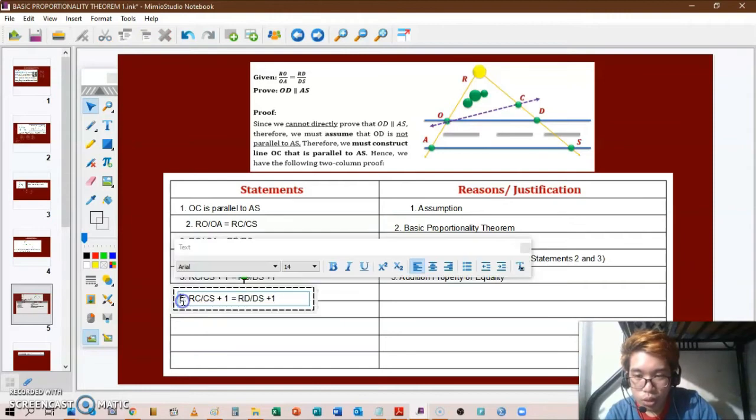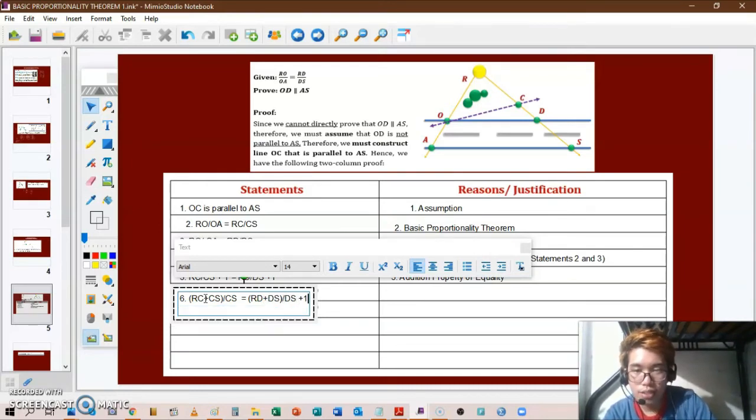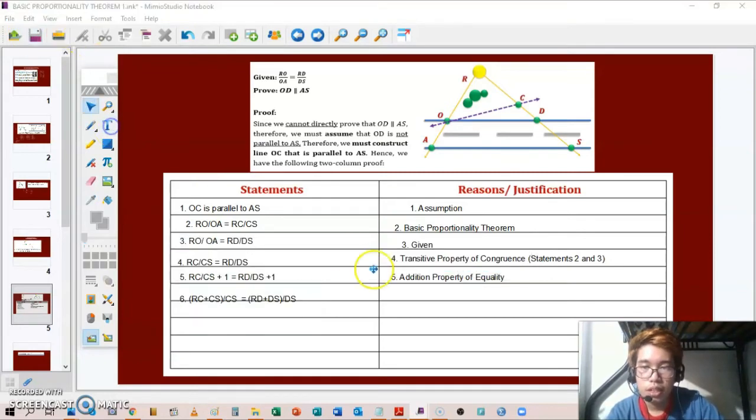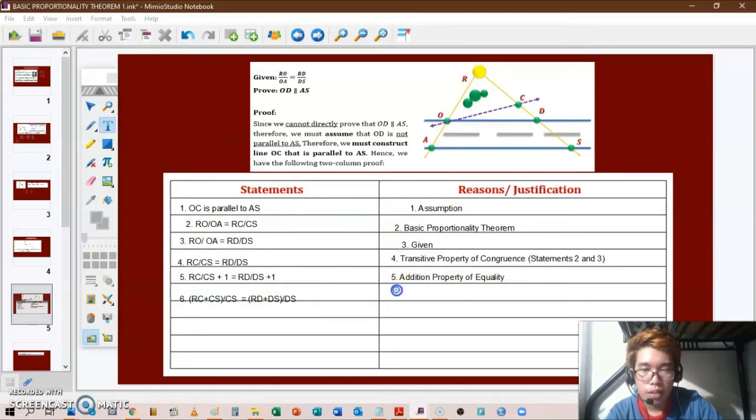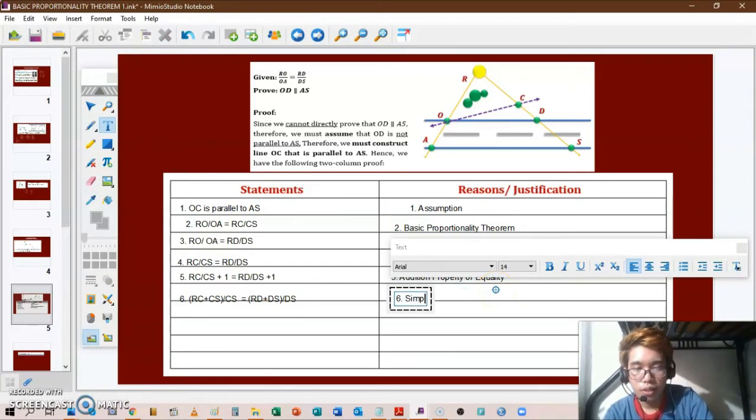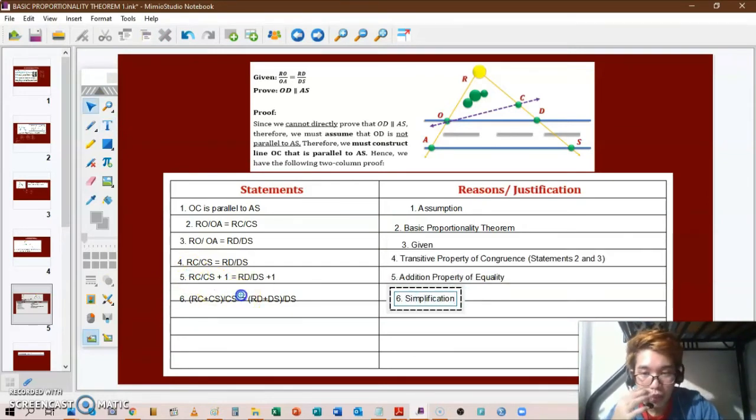But instead, what we're going to have here for number 6 is (RC + CS) over CS equal to (RD + DS) over DS. The reason for that is simply the simplification of the addition of the plus 1 that we have there.